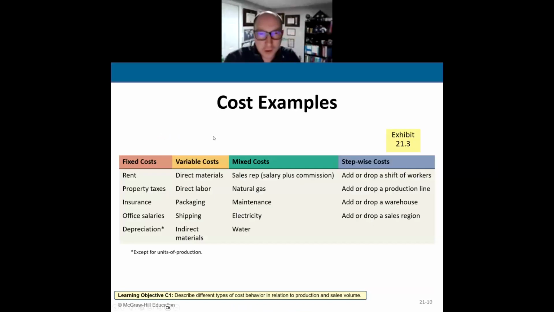And I'm glad you brought that up, Leland, because here we see fixed costs, variable costs, mixed costs, and stepwise costs, and the type of examples associated with them. Some of those we already talked about. Fixed costs would include things like rent, taxes, insurance, office salaries, depreciation, loans. Variable costs include things like direct materials, direct labor, factory overhead, packing, shipping, indirect materials. Mixed costs include things like, oh, this one's good, a sales representative salary plus commission. Utilities like natural gas, electricity, and water.